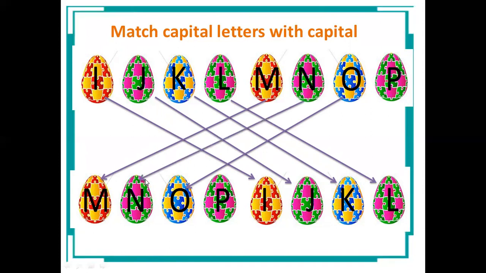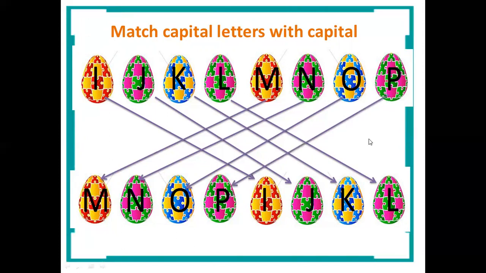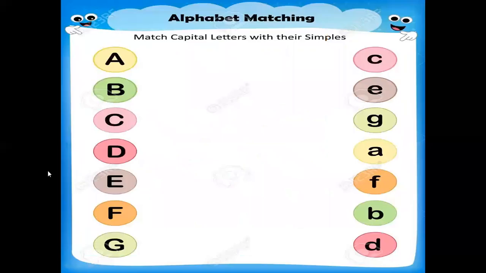Okay, and now check out the next one. After M is N. Where is N? This one is letter N, okay? Letter N to N and letter O to O. You will match letter O to letter O. Now P to P. This one and this one is same. Well done, okay? Capital letter with capital letter.